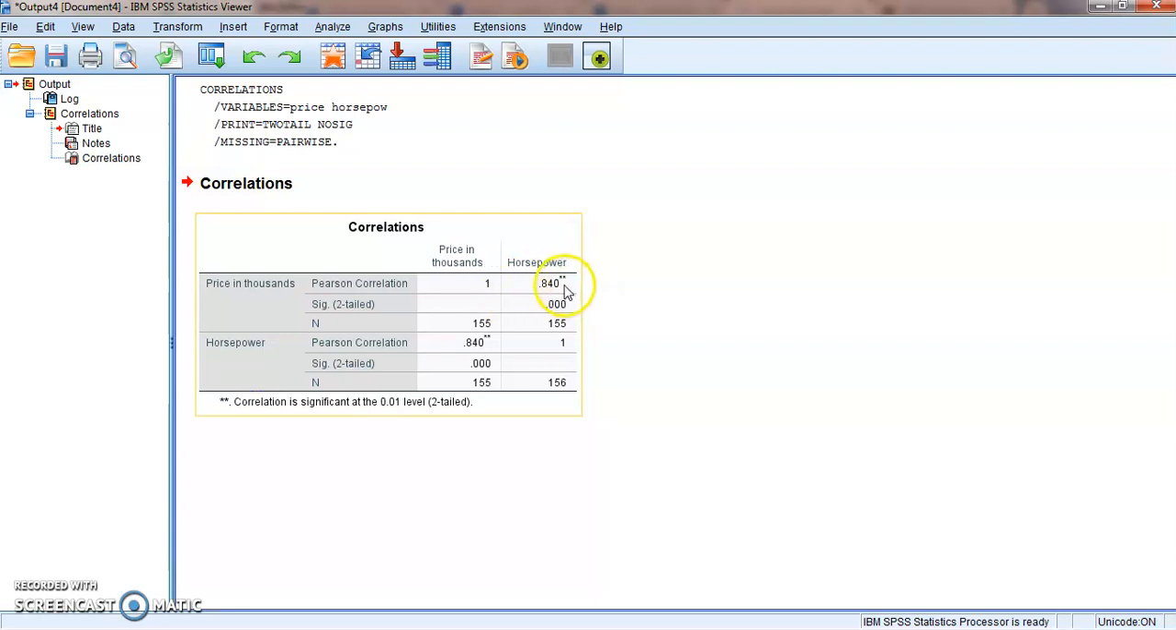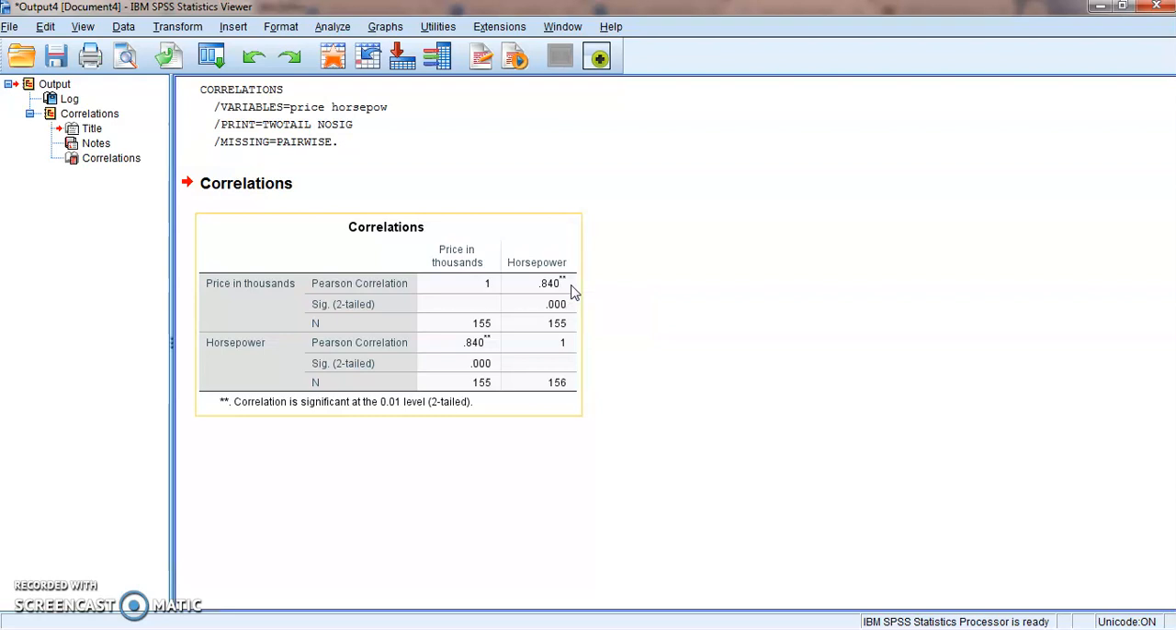So what we're seeing here is price in thousands and horsepower correlate at 0.840. Hopefully you've already had a look through the chapter on correlation to make this a bit easier, but I'll give you a crash course. When we're running correlations, this top number here is going to be the R value, the correlation coefficient. I know it's labeled here as Pearson correlation, because SPSS is being specific about the type of correlation. Nonetheless, it is a correlation coefficient, or lowercase r, as the textbook denotes it.